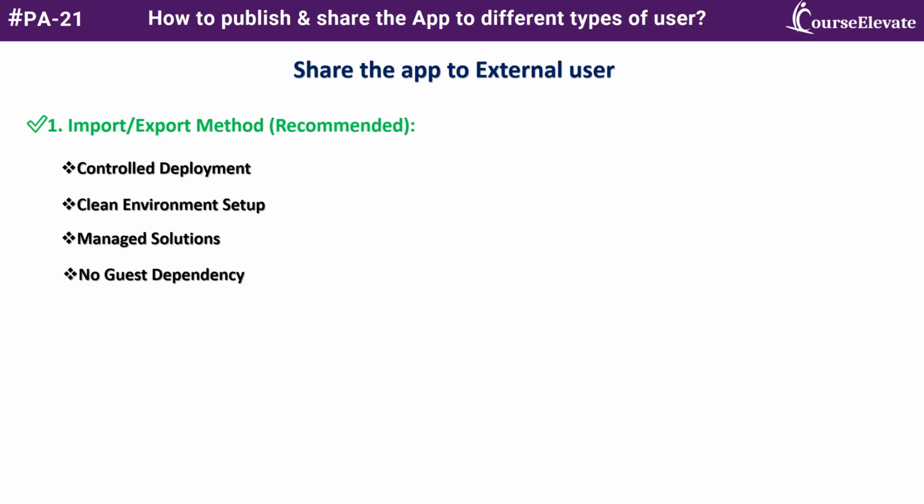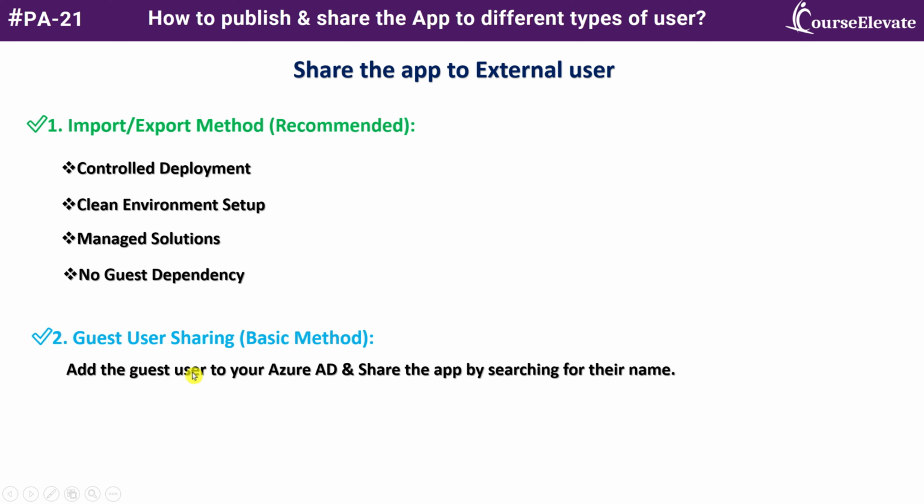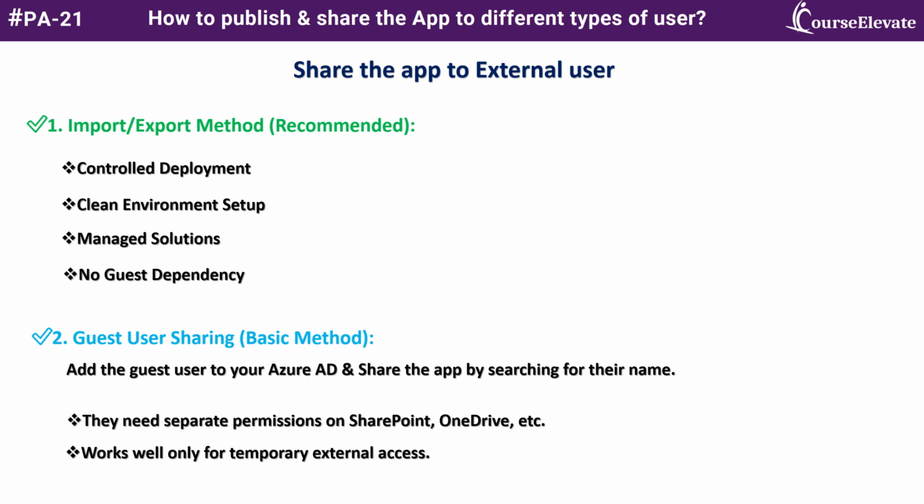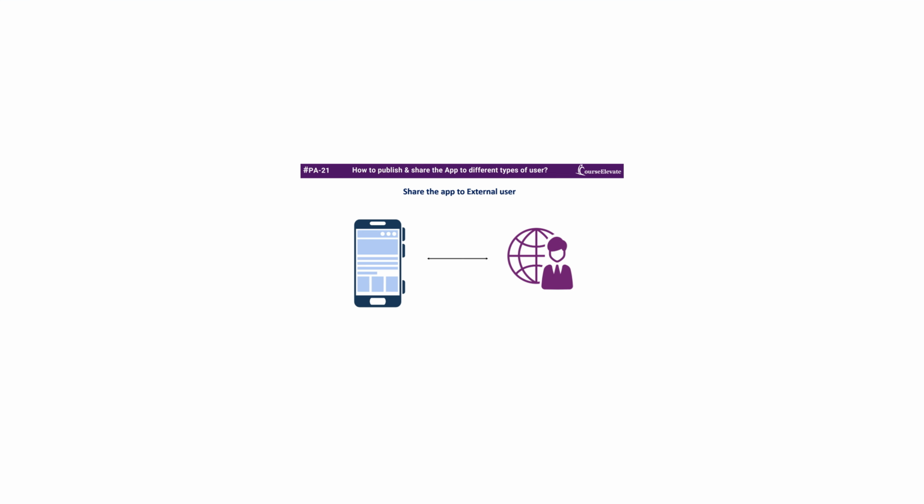Now let's move to the second option, which is guest user sharing. Here we will add the guest user to the Azure AD and share the app by searching for their name. But this has some limitations. The first is they need separate permissions on SharePoint, OneDrive or any other resources which you have used. Second is it works well only for temporary external access. So let's do that practically.